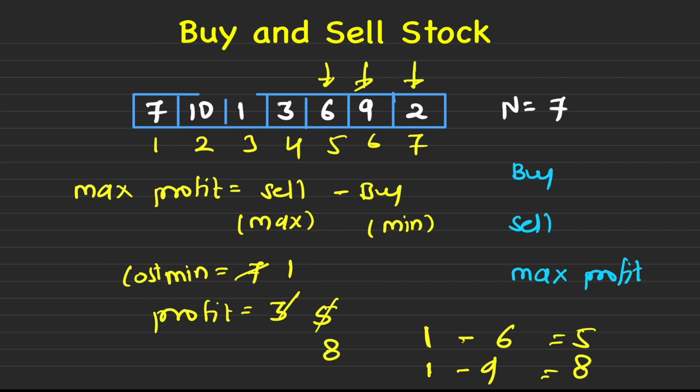Now I will move ahead and my minimum cost will remain as it is. Now if I am buying at rupees 1 and selling at rupees 2, my maximum profit would be 1, which is less than 8. Therefore the maximum profit we can obtain from these days is simply the 8. So I hope you understood what exactly we are doing.